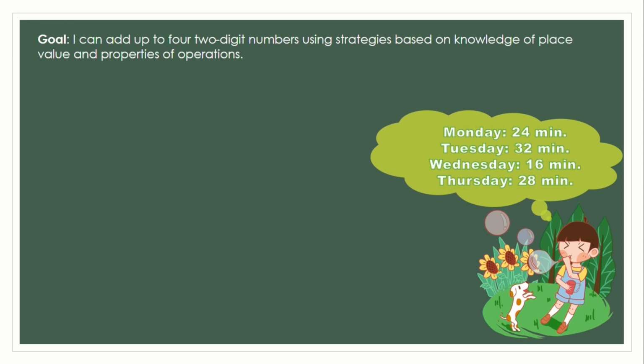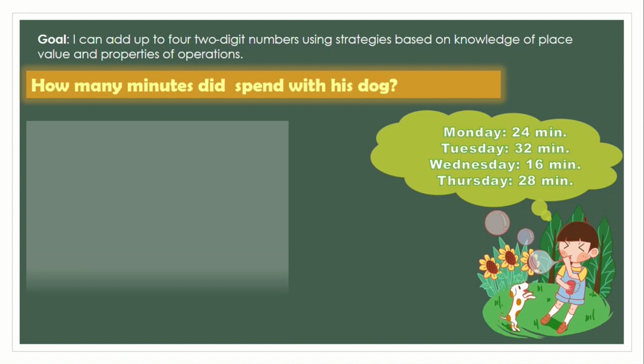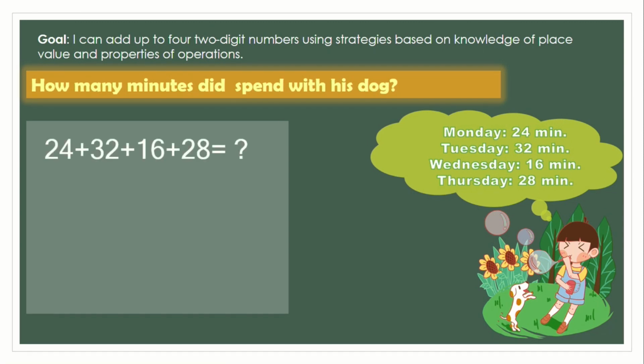Mr. said, "You were really having a lot of fun with your dog. Do you want to know how many minutes you spent with your dog in all?" Okay, my friends, if you were Jack, can you figure it out using place value strategy? Please try to help him. Let's write a number sentence. 24 plus 32 plus 16 plus 28 equals.